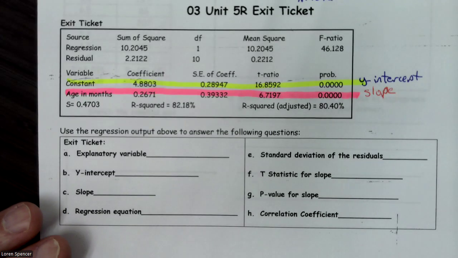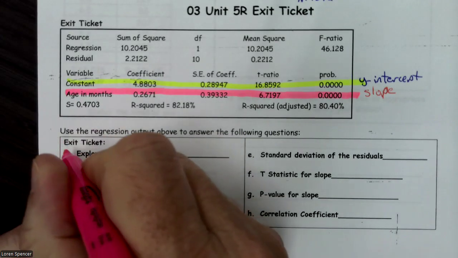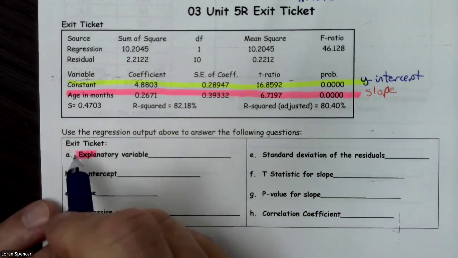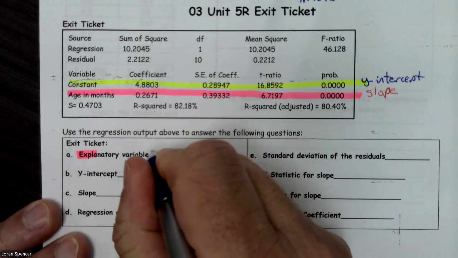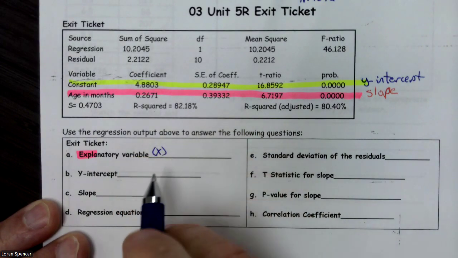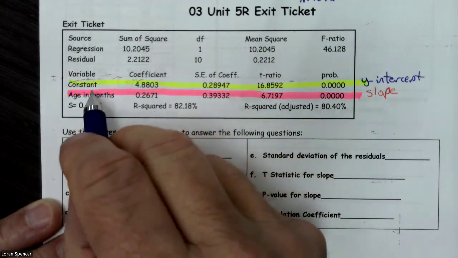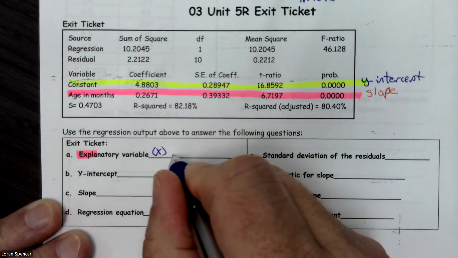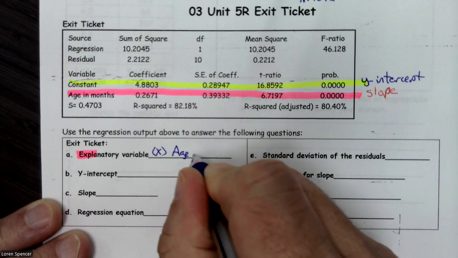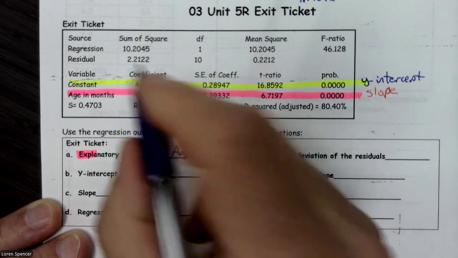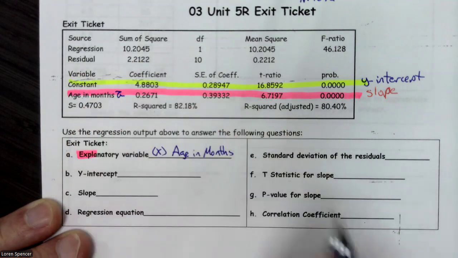So the very first thing it asks for is the explanatory variable. Explanatory tells me x, all right? Because x, ex. So I'm going to go ahead and put an X there, even though I don't have to. And I go, oh, the explanatory variable is directly below the constant, and that happens to be age in months, which happens to be A.